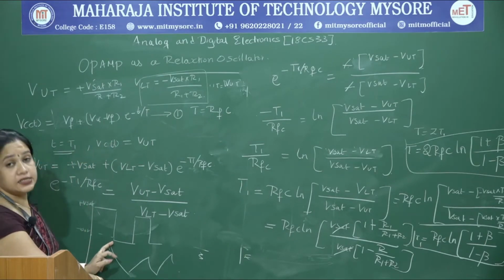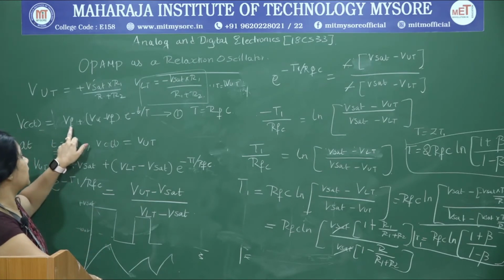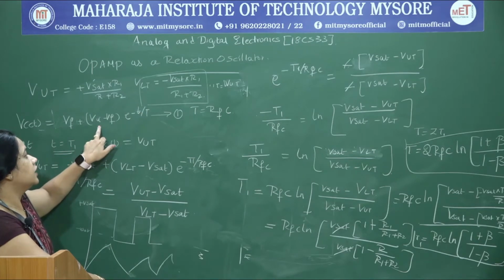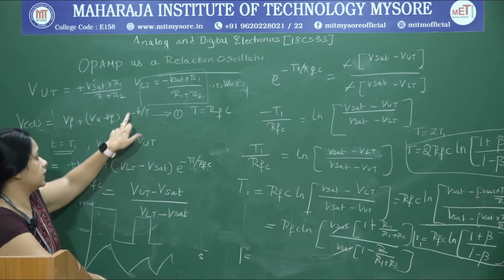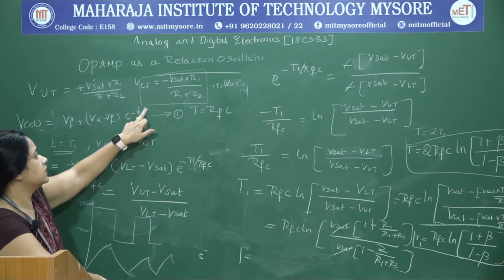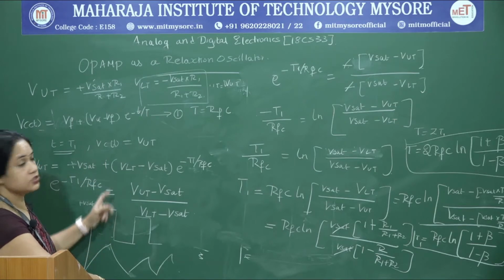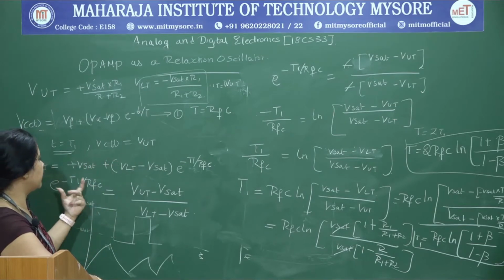Now, we are to write the expression for the capacitor voltage. You can see the capacitor is getting charged exponentially. We can write the expression for the capacitor voltage as final value plus initial value minus final value into exponential of minus t by RC. So, at t equal to T1, what is the capacitor voltage? It is VUT. Substitute these values.